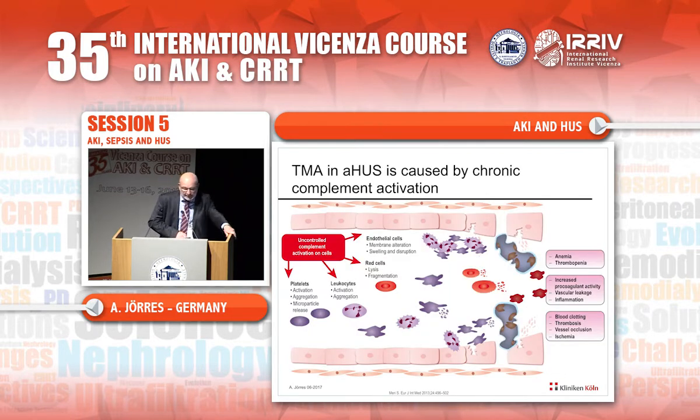As I mentioned, atypical HUS is caused by chronic complement activation, and this will involve basically all the elements of the streaming blood, like the endothelial cells. Swelling and disruption of the endothelial cell membranes will lead to lysis and fragmentation of the erythrocytes, activate leukocytes, and also activate platelets and aggregate them. And at the end of the day, the clinical symptoms will be anemia, thrombopenia, and increased procoagulant activity.